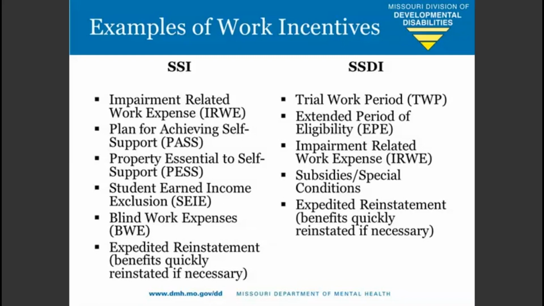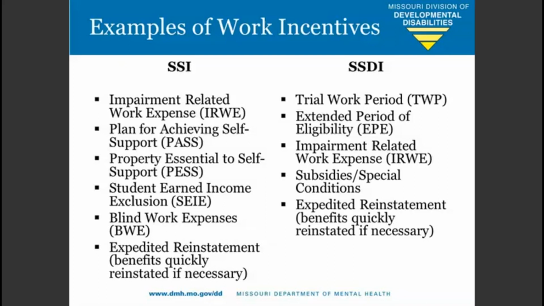Then we have impairment-related work expenses. Again, it's very similar to the SSI. If you have an expense that's specifically related to your disability and something that you need to pay for to be able to work, then you can provide that information to Social Security, and they will take that into consideration when they are trying to determine whether or not you're working at SGA.